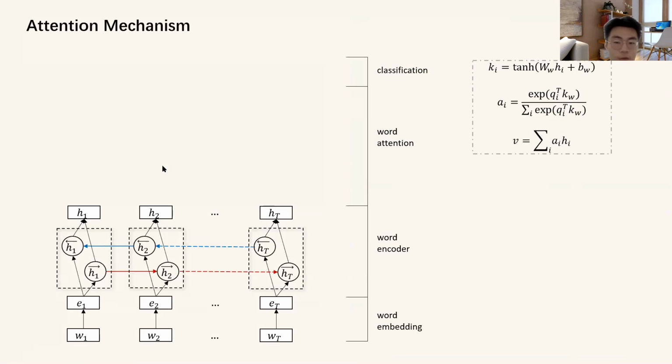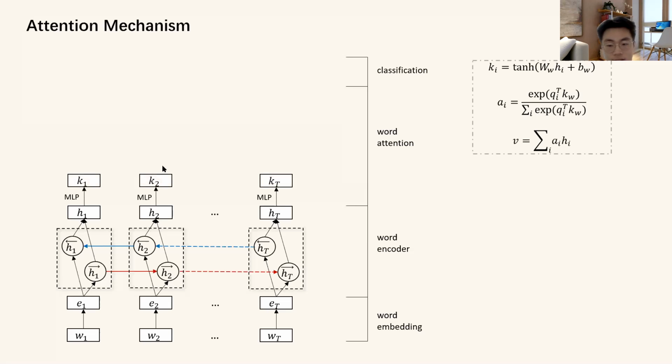Okay, then I will introduce the attention mechanism. The picture shows the word embedding and the encoder part are just the same as those in the RNN-based model. So the special thing is the word attention part.